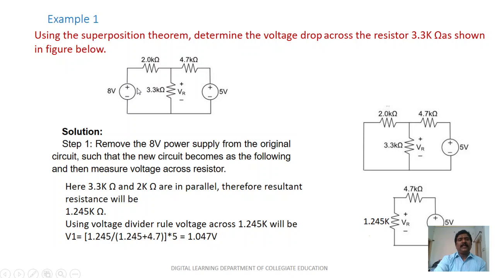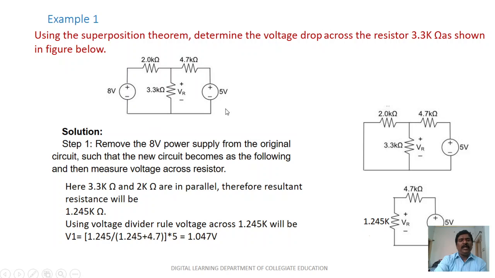Basically, when you explain the superposition theorem, in step 1 we are going to calculate the effective value of resistance or the voltages. First you select one source in the circuit and replace all the voltage sources by short circuit and all current sources by open circuit. We don't have any current source here. Let us take that we have only voltage sources.